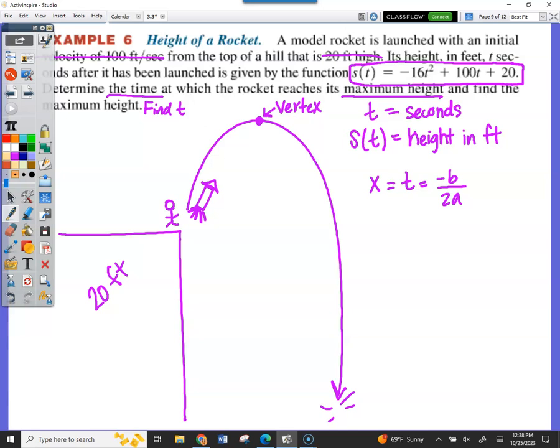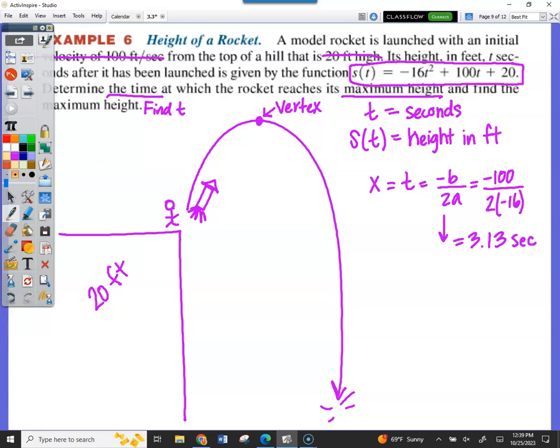Negative b is what? 2a. What's a? So negative 100 divided by negative 32. Let's go to the nearest hundredths. What'd you get? I've run out of room. 3.13 seconds. So the rocket will be at its highest point at exactly 3.13 seconds.